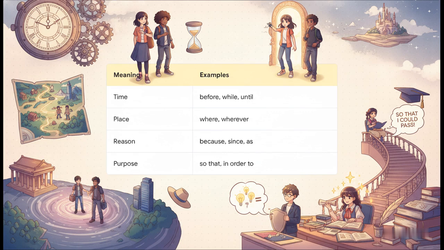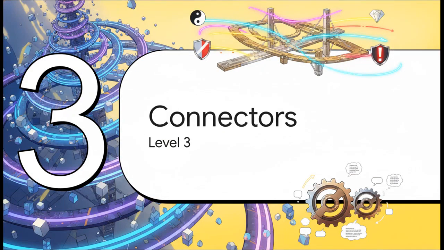Place conjunctions tell us where, like following someone wherever they go. Reason conjunctions explain why, like wearing a hat because it's sunny. And purpose conjunctions, like so that, explain the ultimate goal, as in she studied hard so that she could pass. Actually, that's a perfect segue into our next section. Level 3, advanced fluency and logical connectors.